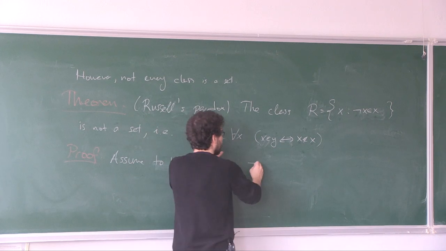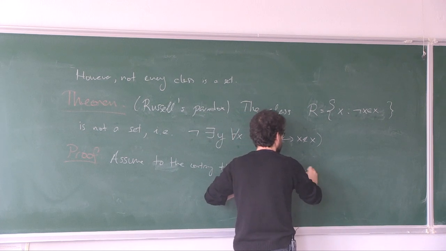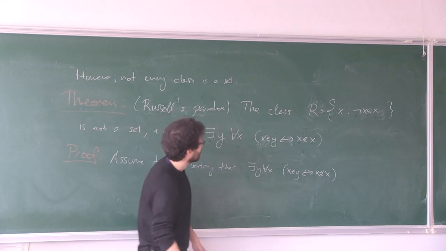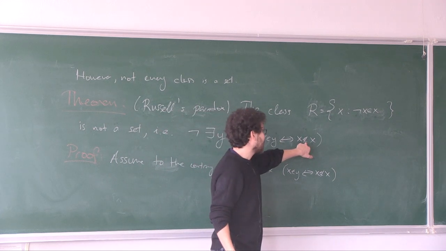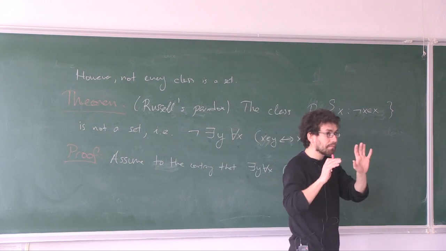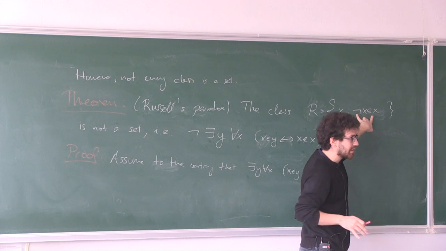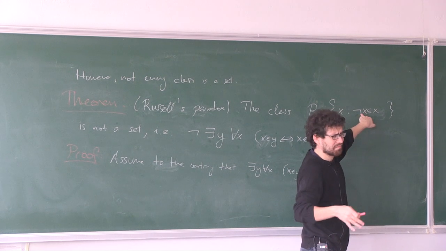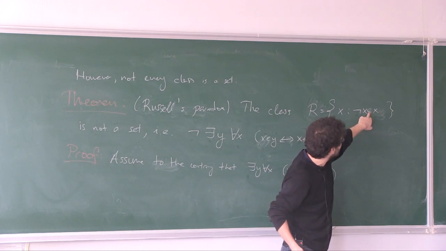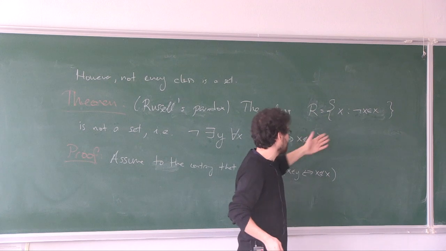Assume to the contrary that there exists some y such that for all x, x belongs to y if and only if x does not belong to itself. I keep writing this. When we originally set up our axiomatic system, this was the correct way of writing things. But no one does this in practice. You just simply write this. So this is an abbreviation of this. I don't want to put negations all the time. I'm just going to write not belongs to.